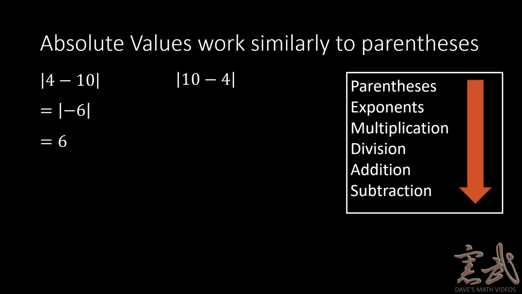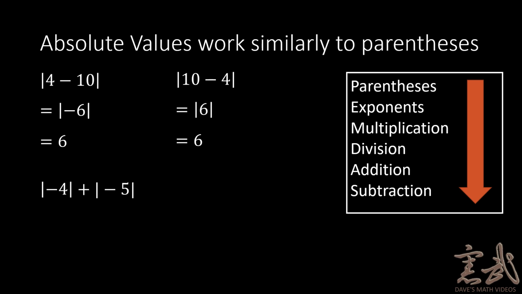For this one, the absolute value of the quantity 10 minus 4, again, I simplify what's inside the absolute value sign first, and I get the absolute value of positive 6. This gives me 6. Remember that if a number is positive, the value does not change when you take the absolute value.